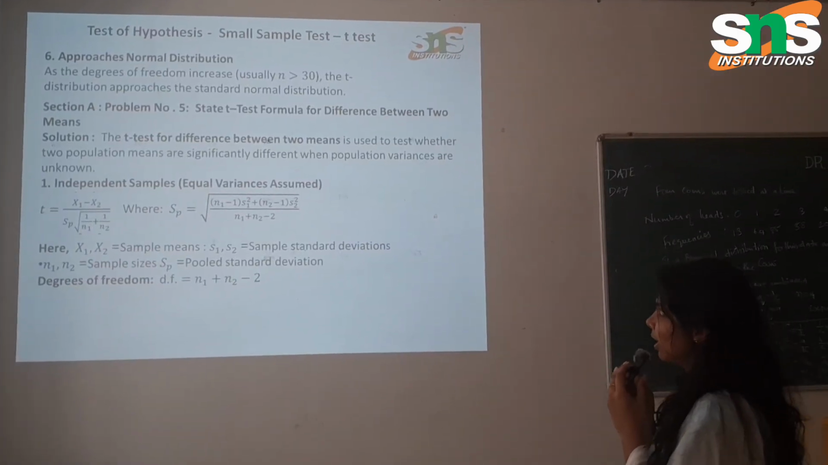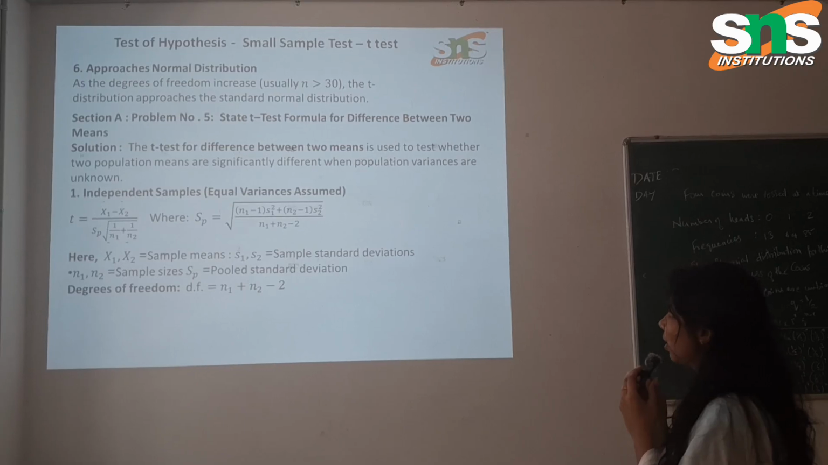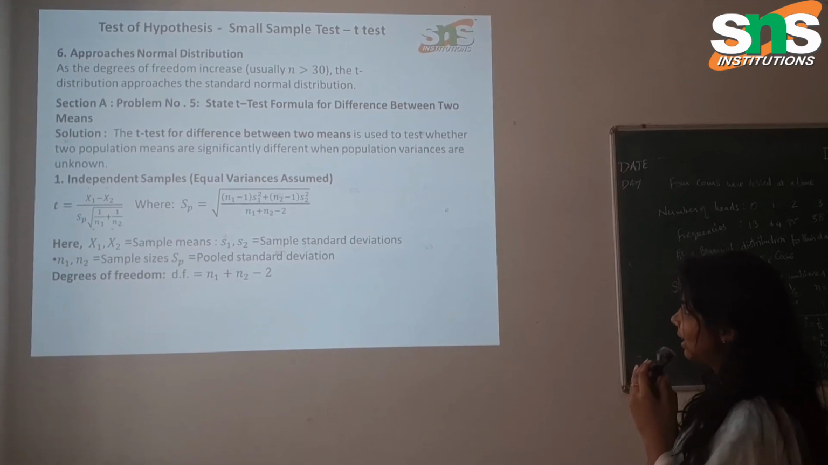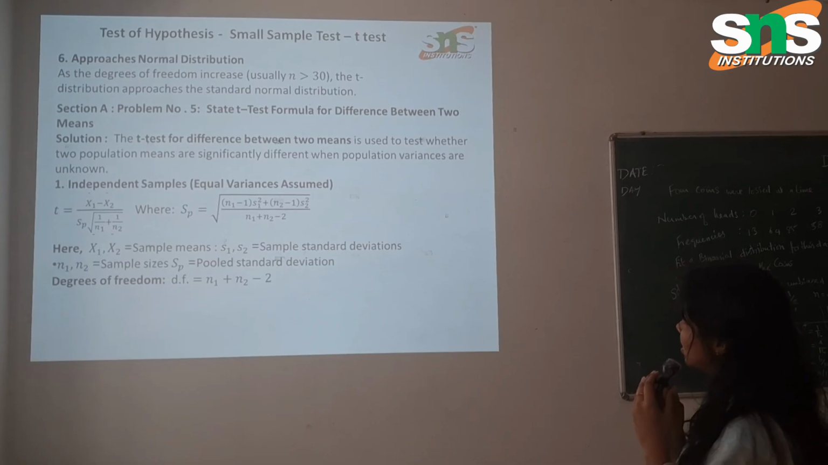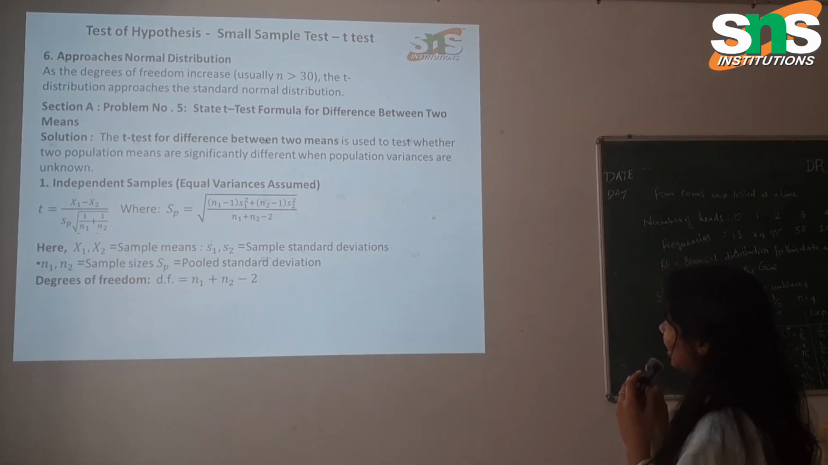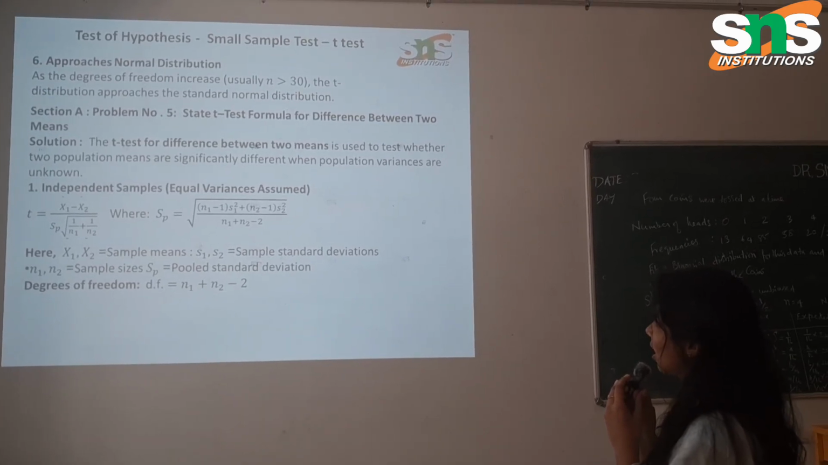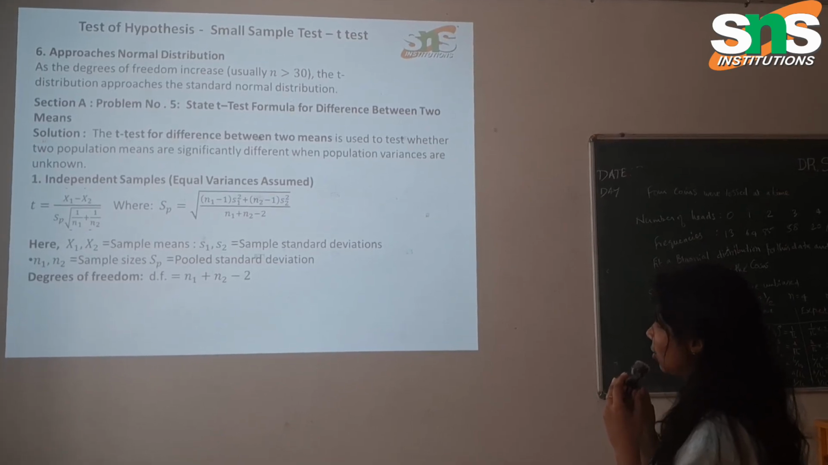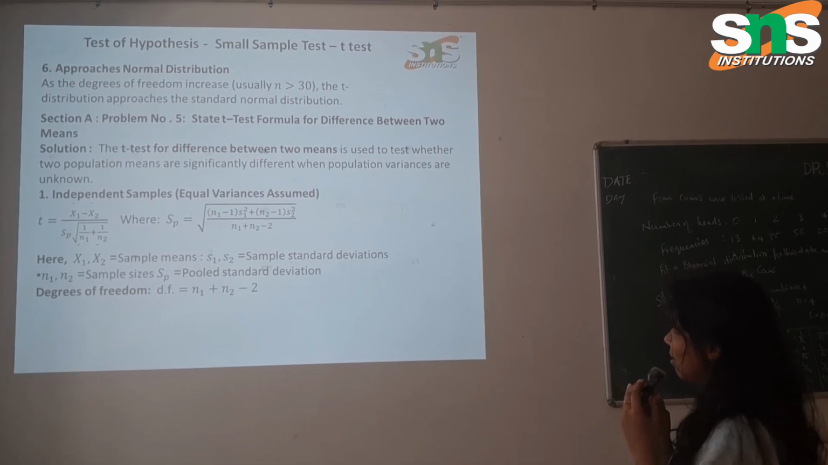Next, fifth problem. State the t-test formula for difference between two means. Solution. The t-test for difference between two means is used to test whether two population means are significantly different when population variances are unknown. First, independent samples.